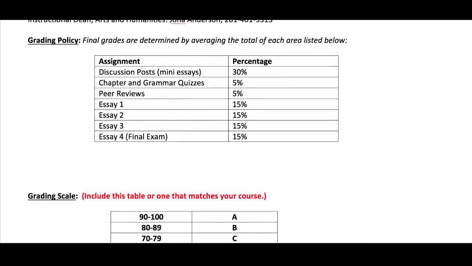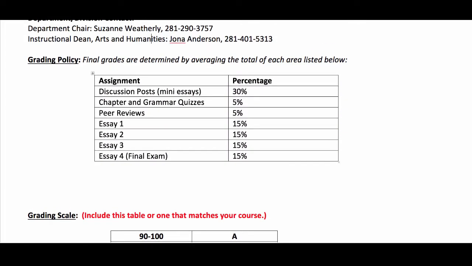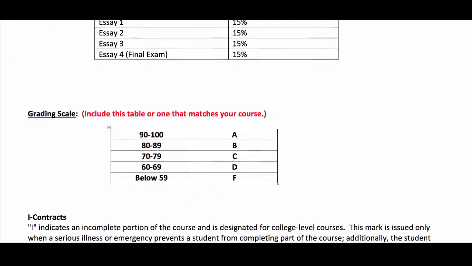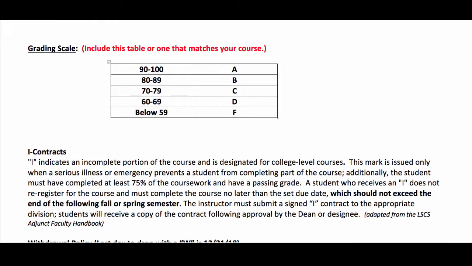Okay, so here's the grading breakdown and the department contact information. If you need to contact the department chair or the instructional dean, here are their phone numbers. We have a 4.0 grading scale at Lone Star, which is 90 to 100 is an A, 80 to 89 is a B, 70 to 79 is a C, 60 to 69 is a D, below 59 is an F. Remember, you need at least a 70, a C to transfer.